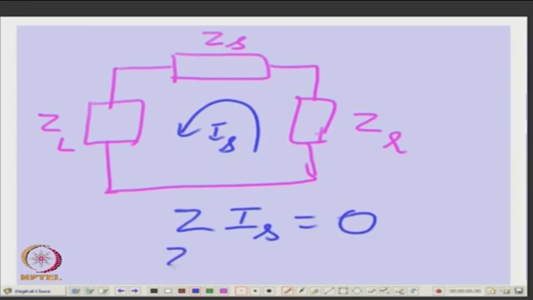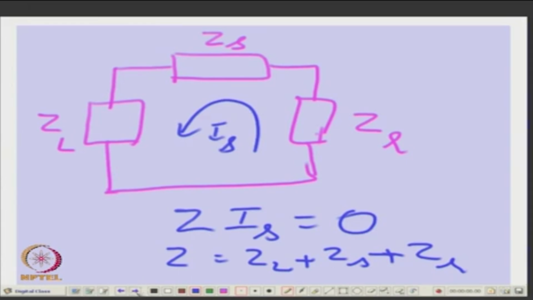That means Z is nothing but ZL plus ZS plus ZR, okay. Is it clear to you? So, we have made 3 impedances, the sum of them should be 0, okay.